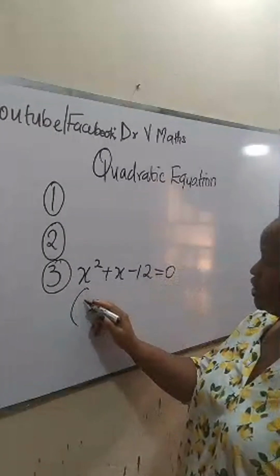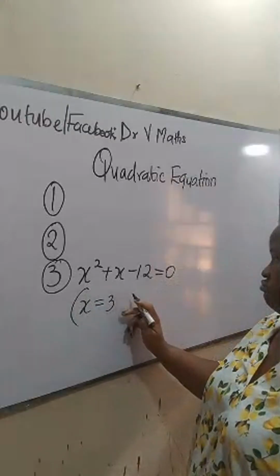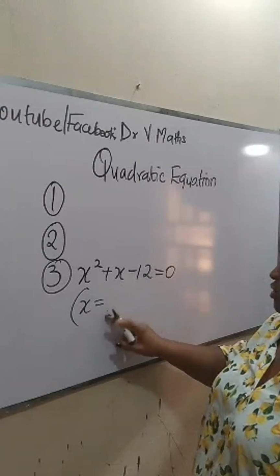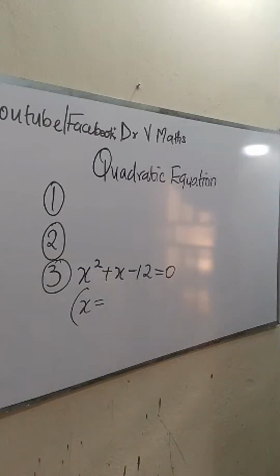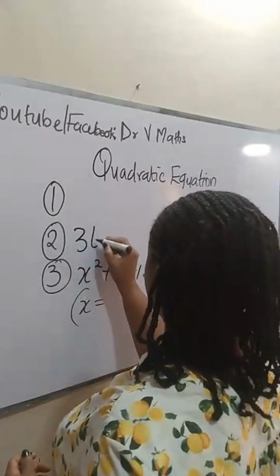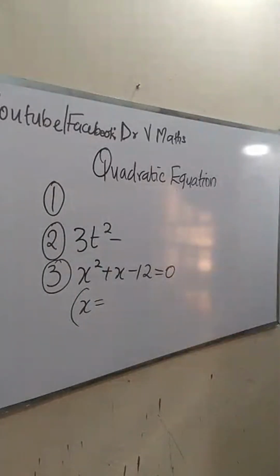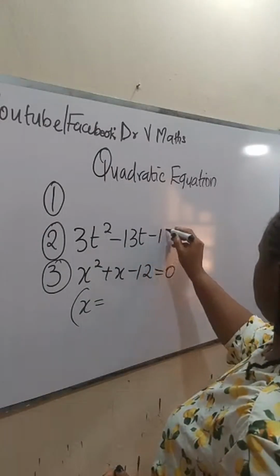Then our answer we got here is x is equal to 3. I will find out, please. 3t squared minus 13t minus 10 equal to 0.